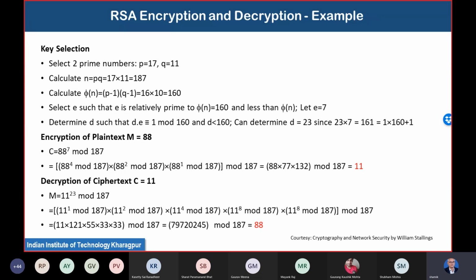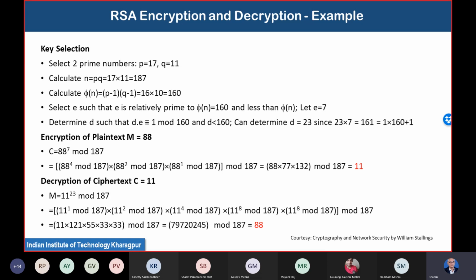Now remember that we started in the first slide saying we will talk about digital signatures, but we have not yet talked anything about digital signatures. We have only said that if anyone wants to send a secure message to me, they will have to encrypt the message with my public key, and I will be able to decrypt with my private key. So it has nothing to do with digital signature here. This particular example was taken from the book by William Stallings, as mentioned here.